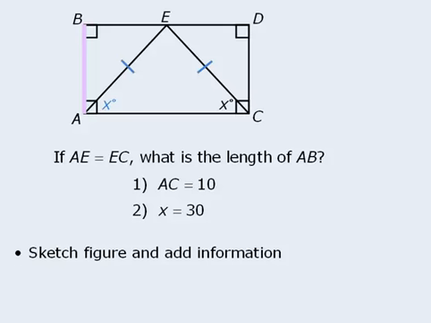Okay, we're now ready for statement 1, which tells us that side AC has length 10. So we'll add this to our diagram. Now does this information force side AB into having just one length?